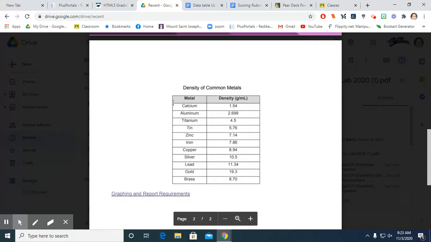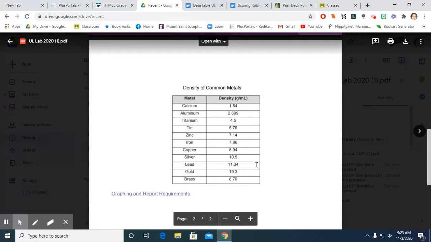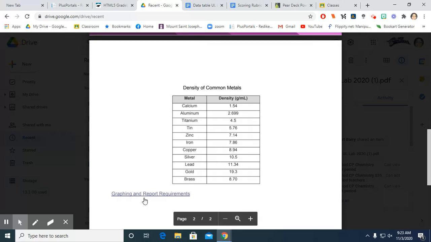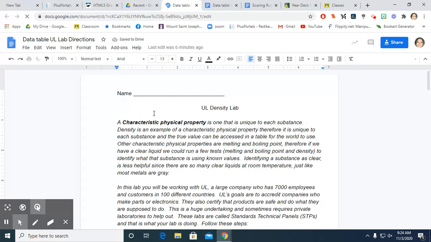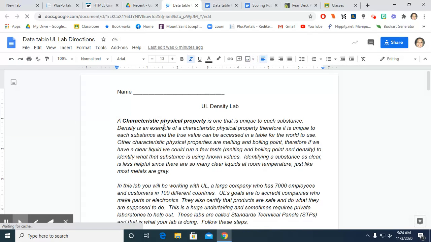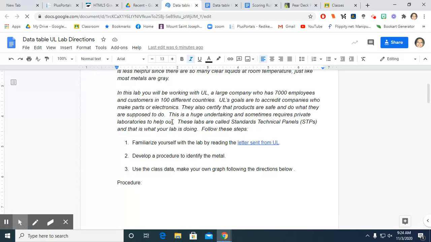So ultimately, you're going to have to refer back to this density table to identify what the unknown substance is once you have your slope, because slope is equal to density. Click on the graphing handout in the directions. This explains what a characteristic physical property is. You should make sure you read through that.